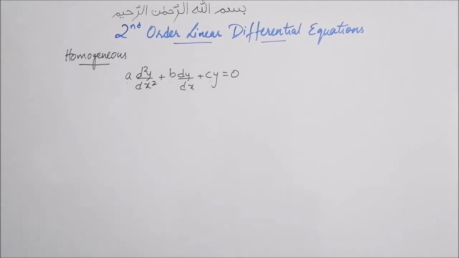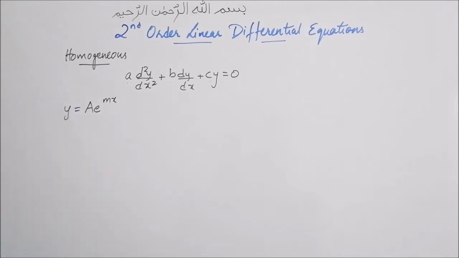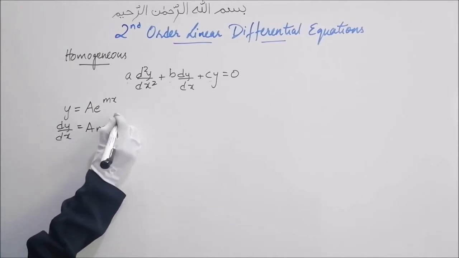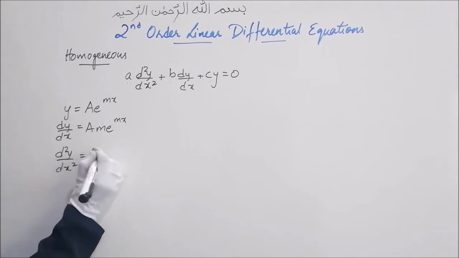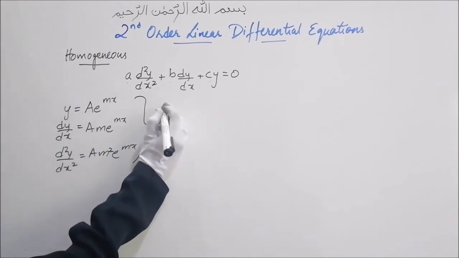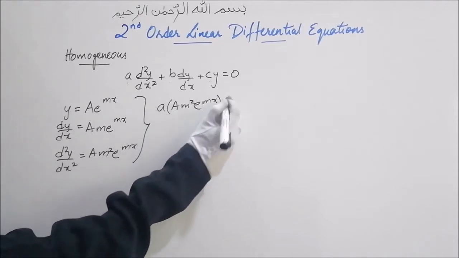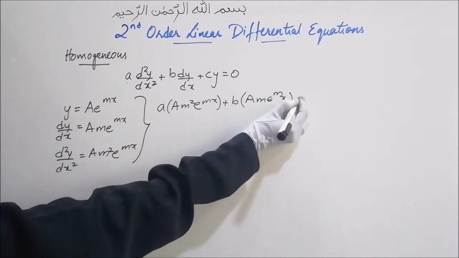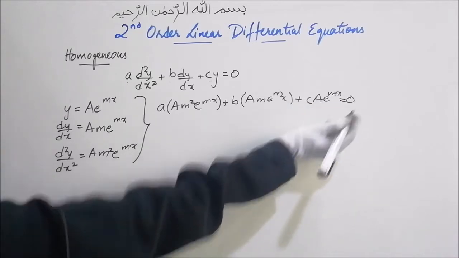For this, we have a trial solution, which is y is equal to A e raised to mx. Now dy by dx will be equal to A m e raised to mx, and d squared y by dx squared will be equal to A m squared e raised to mx. When you put these values in this equation, we get a A m squared e raised to mx plus b A m e raised to mx plus c A e raised to mx is equal to 0.